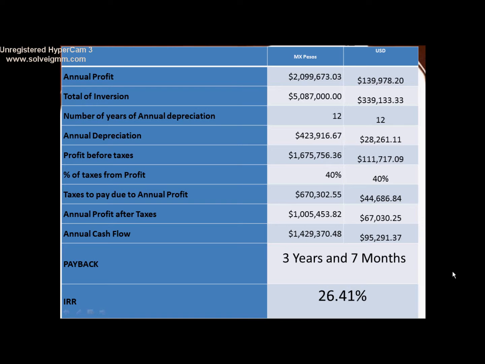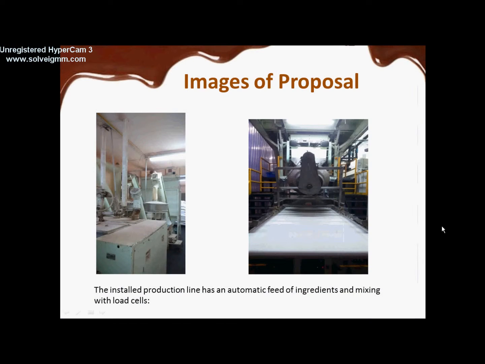Maybe it's not the most impressive payback, but I think it's a good one because this is a product whose demand is very constant. It's a line product, it's not temporary. We always have demand for the sprinkles, and Gansito is a very strong product, so I think it's a good payback. And also the internal rate of return is 26.41, which I consider a good one.